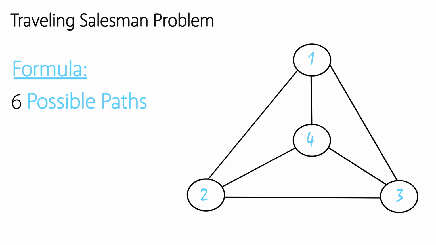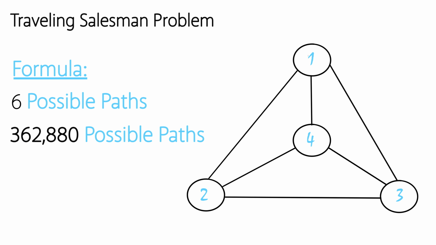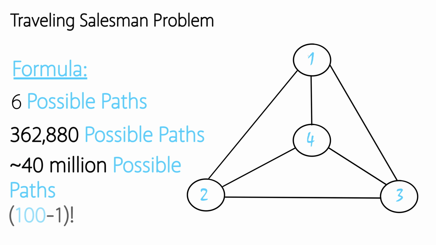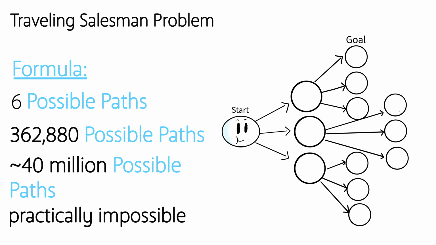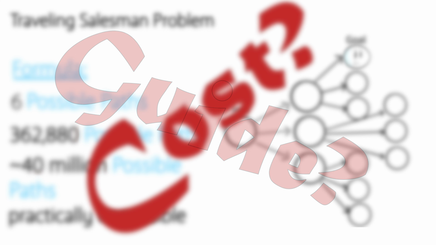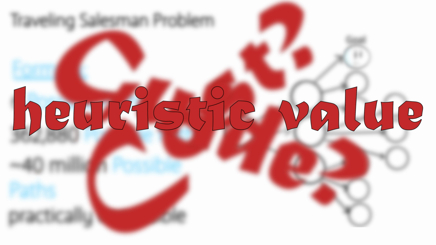But this is for the nodes of 4. That's manageable. But what if there are 10 nodes, 362,880 paths, or 12 nodes, almost 40 million paths, or 100 nodes, practically impossible. So over here, as we know, we just know the start state and we only know we have to go to goal state. That's it. We have no knowledge of cost, no guide, no heuristic value.